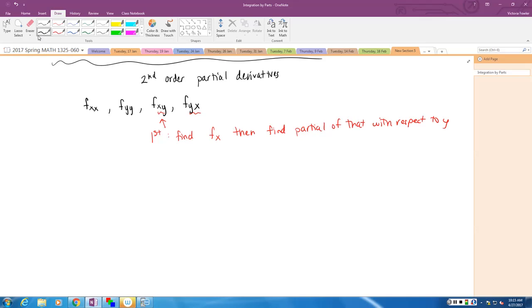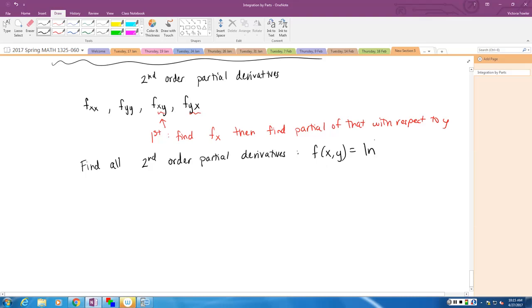So I really have 4 of these things that I can do. So we're going to find all second order partial derivatives, that means I'm talking about all 4 of those that are written above. My function is f of xy is equal to the natural log of the absolute value of 4x plus y.